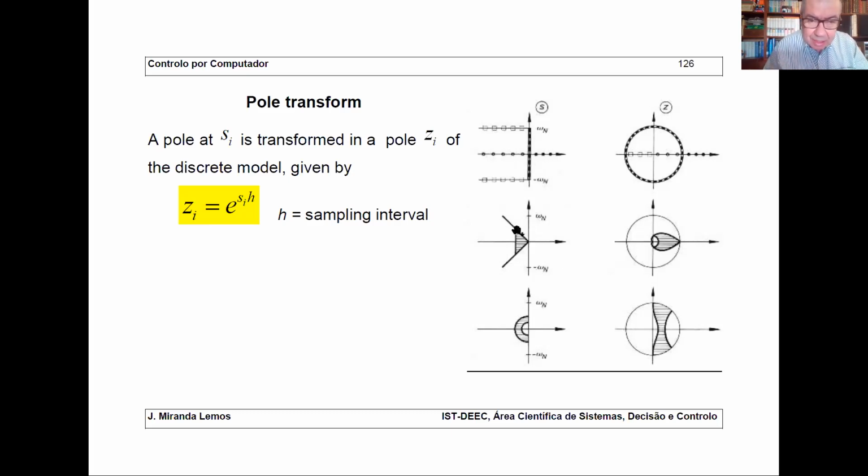Now, poles in these straight lines are mapped into this funny curve. So the situation is not simple. And if you say the maps in this triangle are mapped in this region that looks like a heart, okay, this shaded region. Now, in this situation, we have poles along a circle, okay?